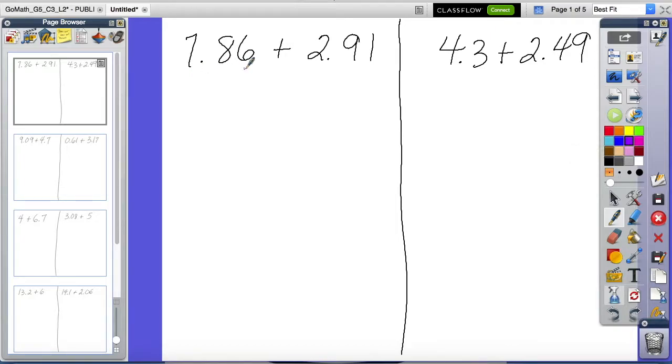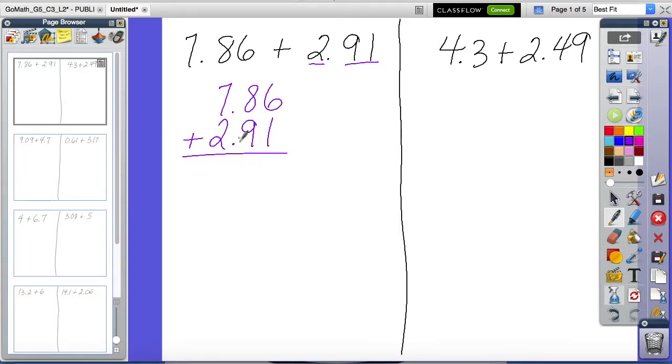We have 7 and 86 hundredths plus 2 and 91 hundredths as our first problem. So when we line this up vertically to get ready to add, we have to make sure that when we copy 2 and 91 hundredths, the decimal point is in line with the decimal point here in 7 and 86 hundredths. The 2 is in front of the decimal, so the 2 goes in the ones place. We have 91 hundredths, so when we copy it, we make sure we copy carefully the 9 in the tenths place and the 1 in the hundredths place. So now we're all set to add.